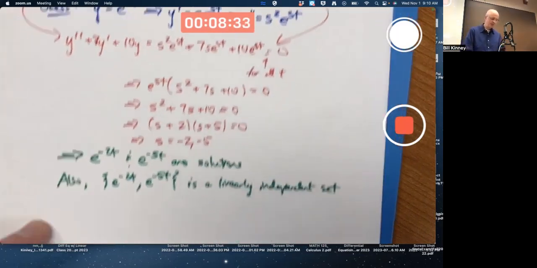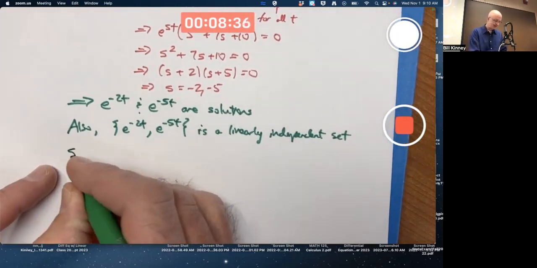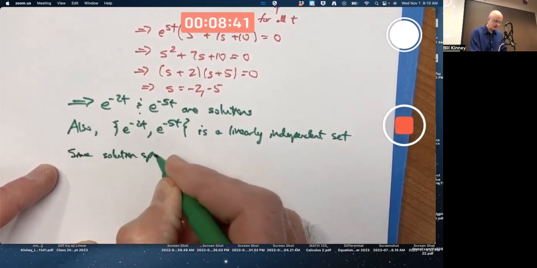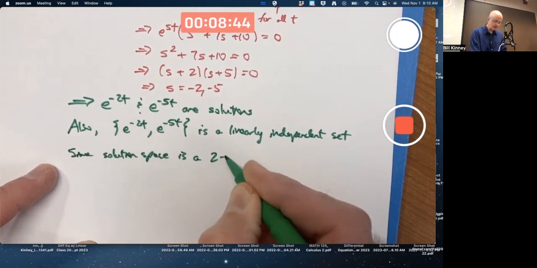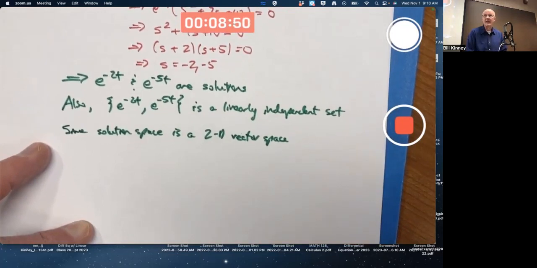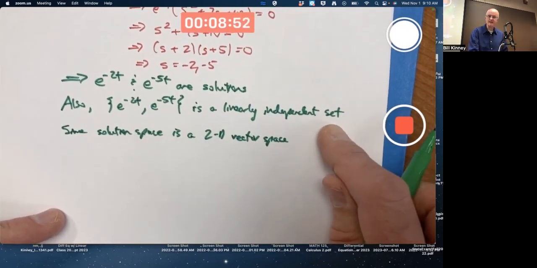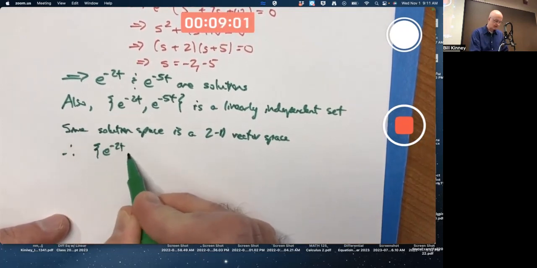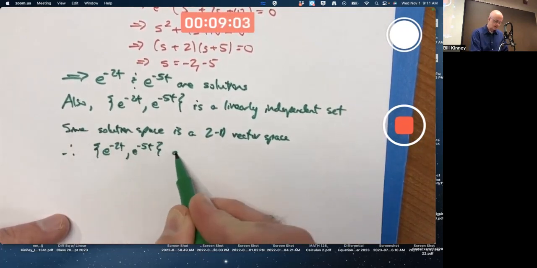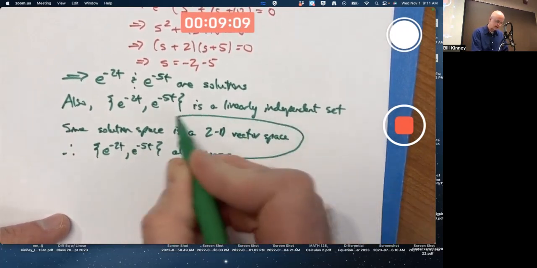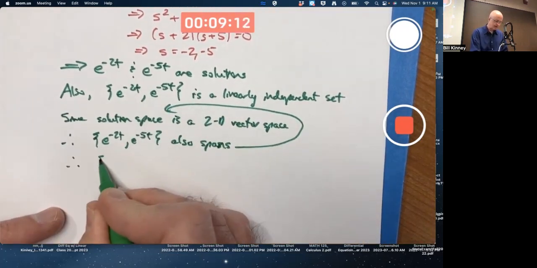All that to say, since the solution space is a two-dimensional vector space, really the basis theorem implies that this linearly independent set will also span. It'll be a basis. Therefore, this also spans the solution space. Therefore, it's a basis.